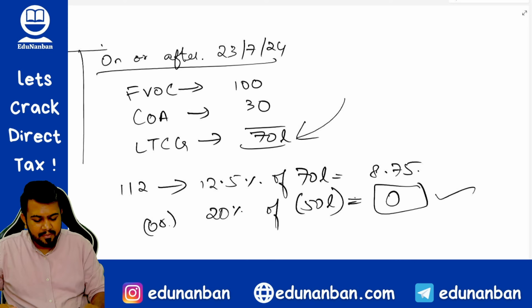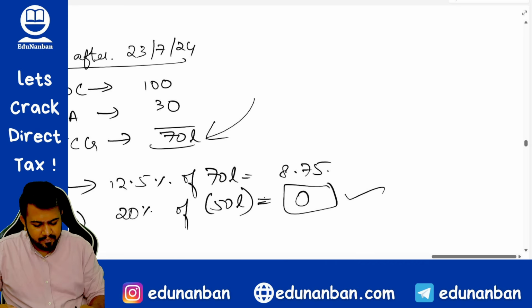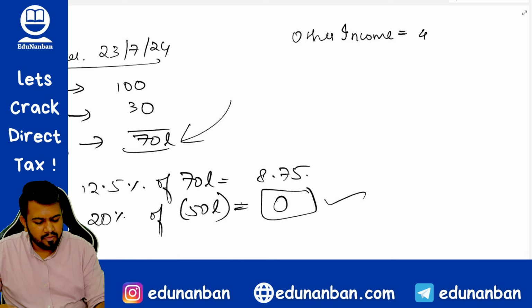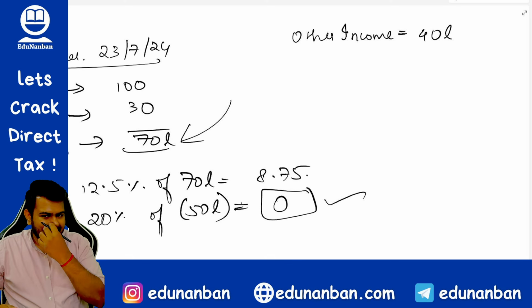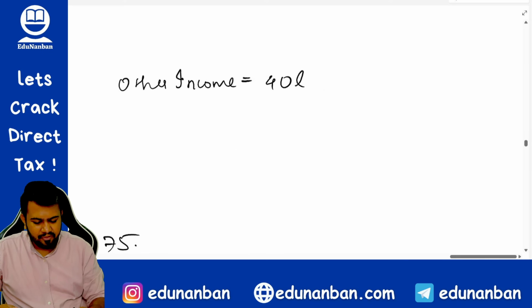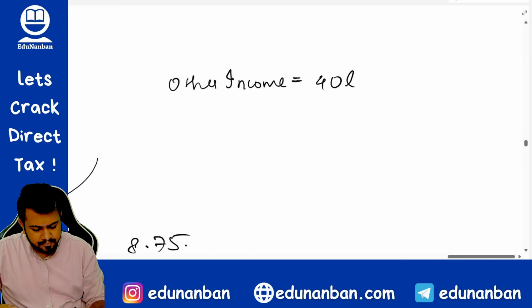You get my point? One more point I will tell you. Let's say other income is equal to 40 lakhs. Other income of the same assessee is 40 lakhs. So when other income is 40 lakhs, what will happen?